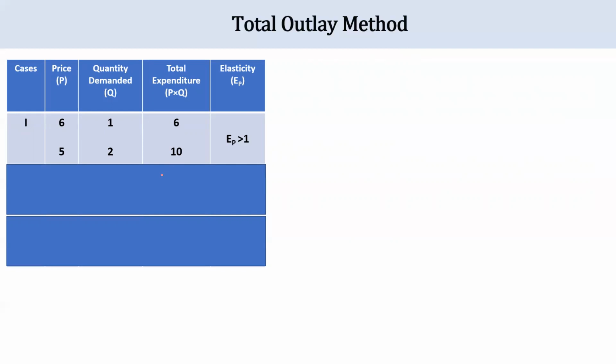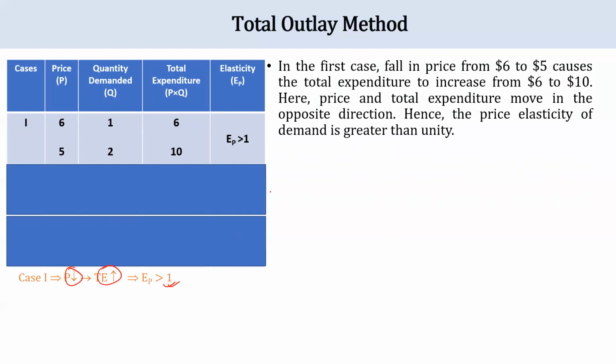Okay, let me describe this one. In this first case, price falls and total expenditure increases because of this inverse or opposite relationship between price and total expenditure, as we discussed earlier. The value of EP is greater than 1. Let me write this one.